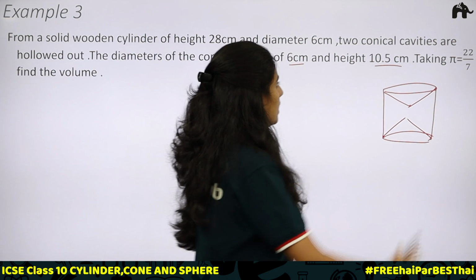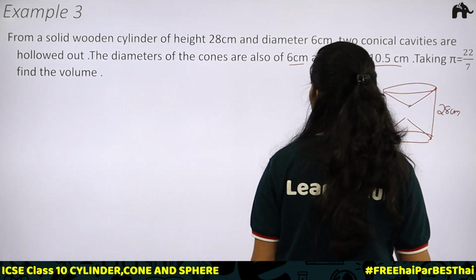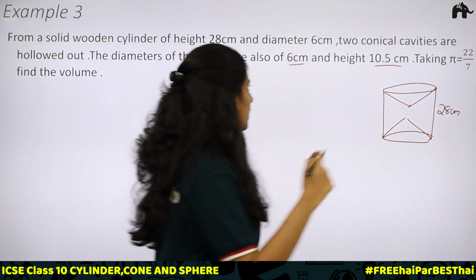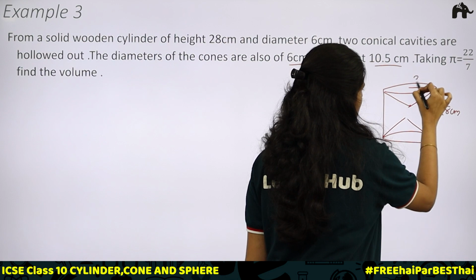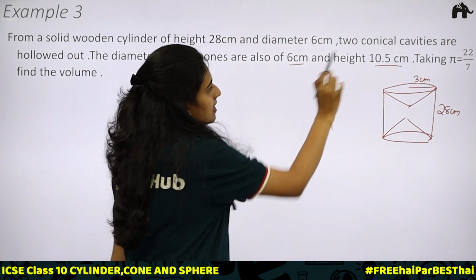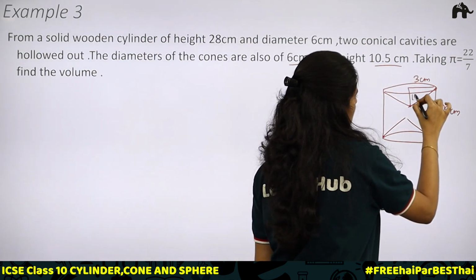Given height of the cylinder is equal to 28 centimeter. Diameter is 6 centimeter. If diameter is 6 centimeter, then radius will be equal to 3 centimeter. Same is the radius of the cone. What else is given? Height of the cone is given, which is 10.5 centimeter.